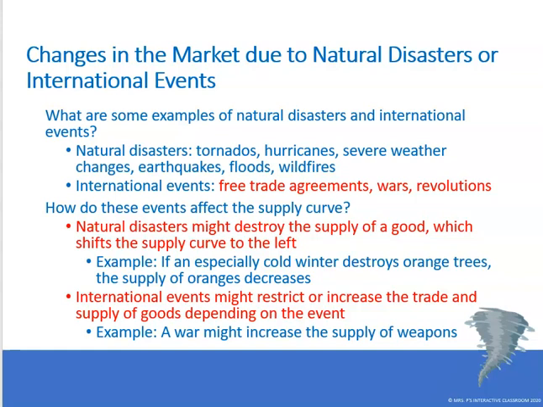All right, changes in the market due to natural disasters or international events. What are some examples of natural disasters and international events? For example, you've got your tornadoes, your hurricanes, severe weather changes, earthquakes, floods, wildfires, etc. You also have international events like free trade agreements, wars, revolutions. You even have the pandemic. That's a big issue. How do these affect the supply curve? Natural disasters might destroy the supply of a good, which shifts the supply curve to the left.